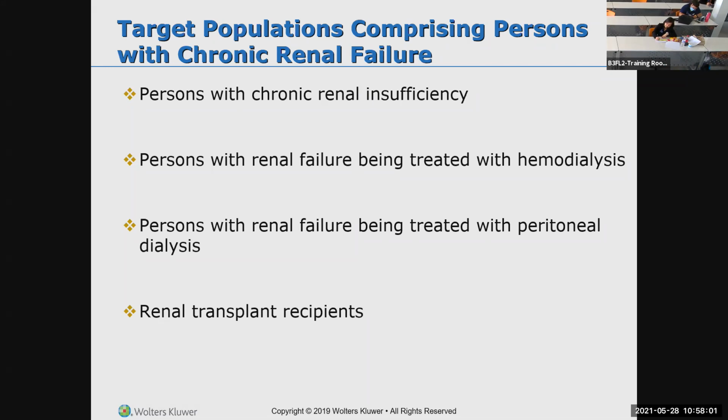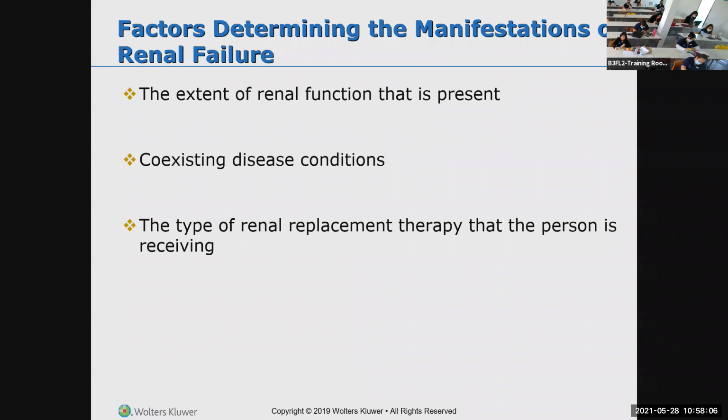So then there is the renal transplant. If you're lucky, go for a kidney transplant. Okay, so the factors determining the manifestation of renal failure: number one, the extent of renal function that is present, how much healthy kidney is left; number two, coexisting disease conditions, my blood pressure, my heart condition, my diabetes; number three, the type of renal replacement therapy that the person is receiving.